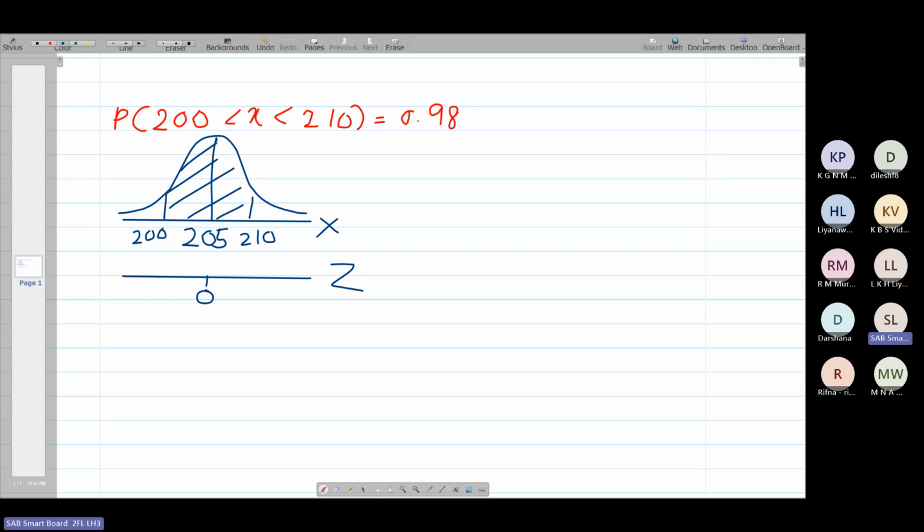Then 98% is this total area in here. Then we look at the gap between these two and these two. 200 to 205 gap is 5, 205 to 210 gap is 5. Then what is the area of one part? 0.49. Why? The total is 98%. Okay, then these two parts are equal. Why? The gap is 5, gap is 5. 205 is the middle point in between 200 and 210.